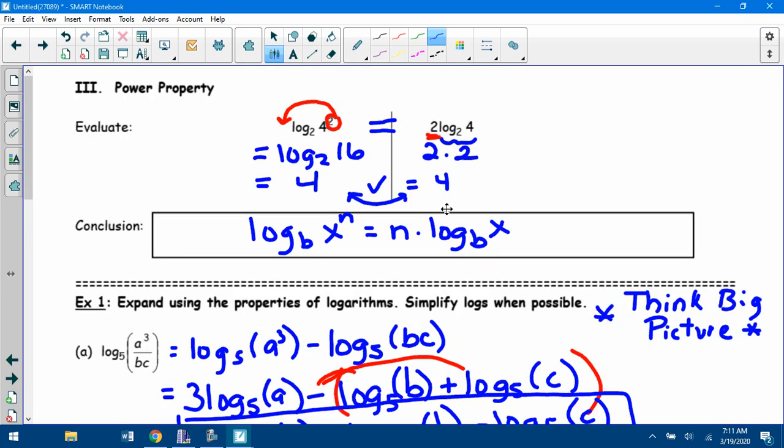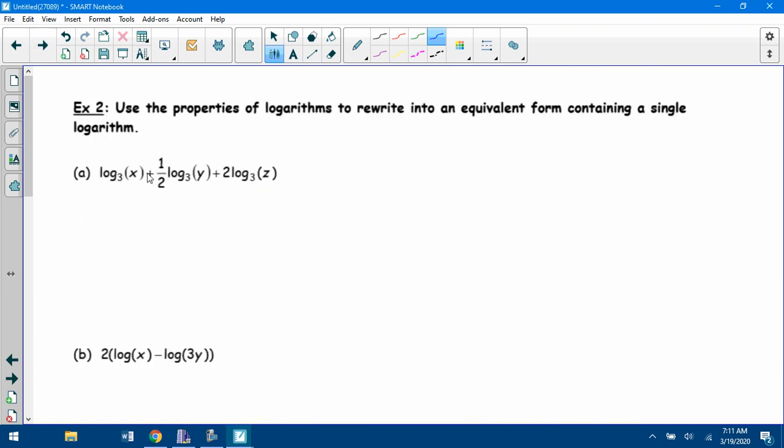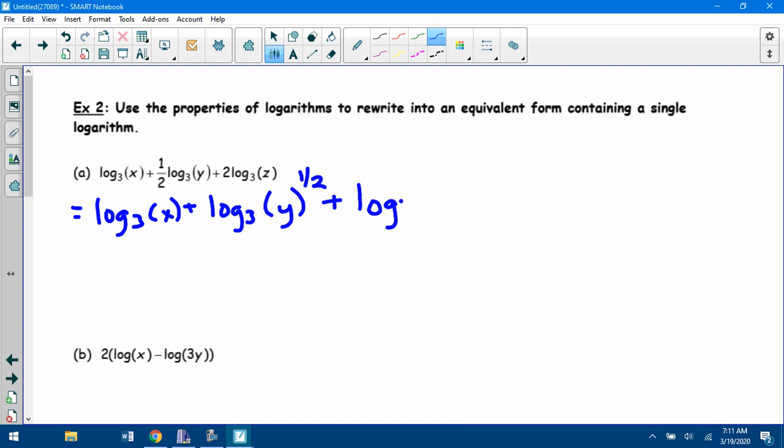So I need to generally use this power rule first. If there's numbers out front, bring them in as exponents. So here I have a 1/2 out front and I have a 2 out front. Before you start condensing, bring those in. So this is going to be log base 3 of x plus log base 3 of y to the 1/2 plus log base 3 of z squared.